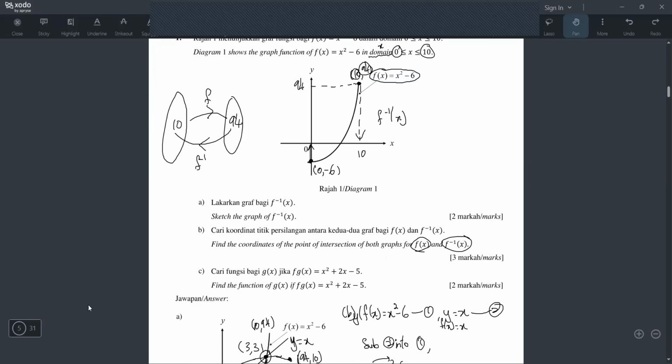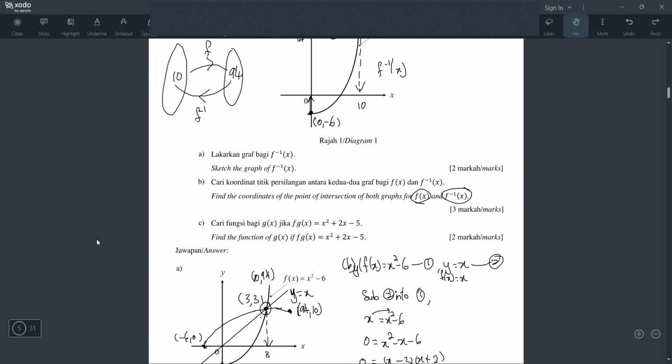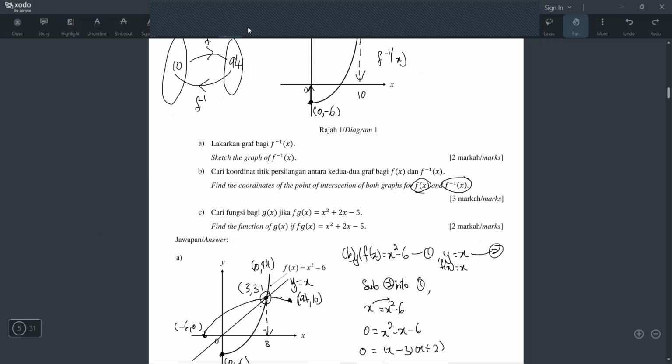Okay, last one, C. Where should I do it? Maybe I'll do it above here. Okay, C, I'll do it here. Find the function of g(x) if f(g(x)) equals this. So let's write down the composite function. This one we call composite. I will always use a big bracket to write f(g(x)) = x² + 2x - 5.